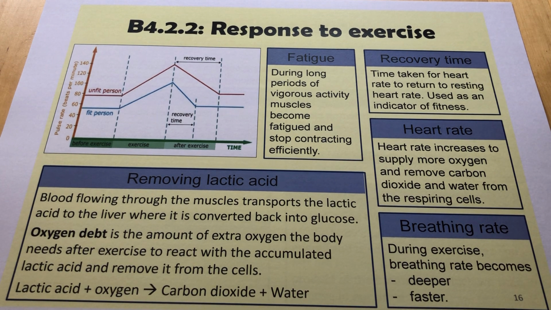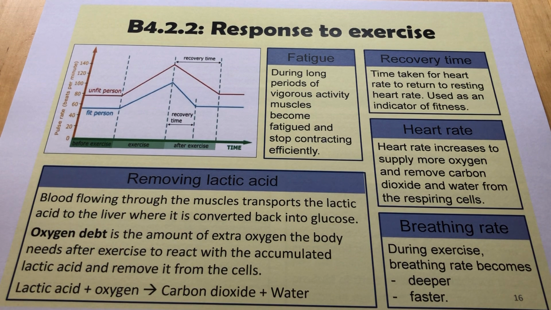Next we'll talk about removing lactic acid. And the lactic acid had that pain in our muscles, and we talked about an oxygen debt. It's the amount of oxygen we need to react with the lactic acid to remove the lactic acid and go back to having carbon dioxide and water. And if you remember, aerobic respiration produced carbon dioxide and water. So I always think of it as a kind of round the houses way of getting to the same point.